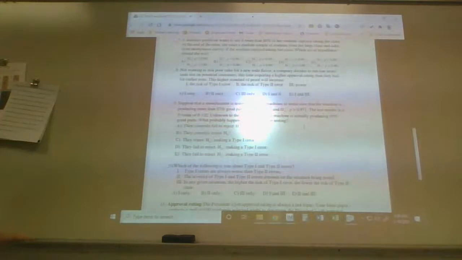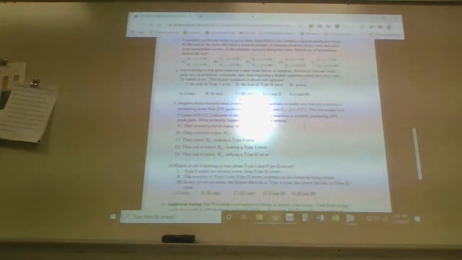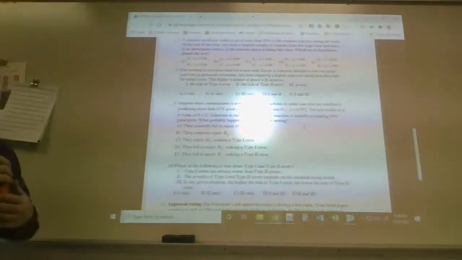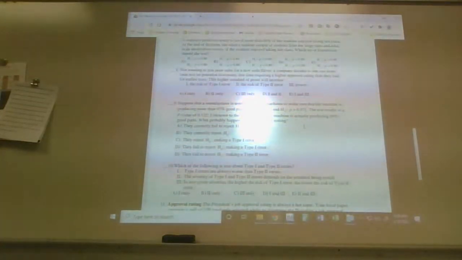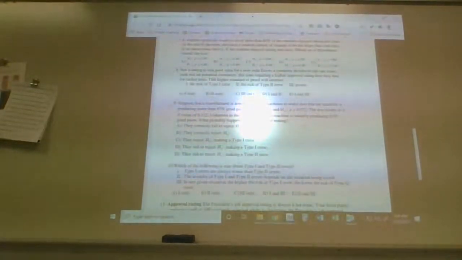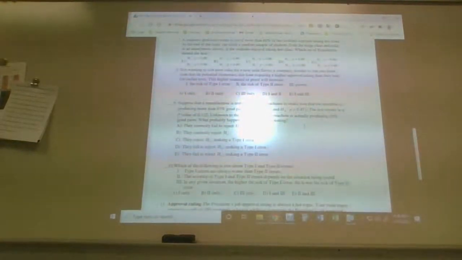Okay. Unknown to the manufacturer, the machine is actually producing 99% good parts. Oh, snap. What probably happens as a result of the testing? Okay, well, hold on. I am going to fail to reject. That is going to be my conclusion. Because of the p-value, I am going to fail to reject. But I'm failing to reject the 97%, even though the machine is producing at 99%.